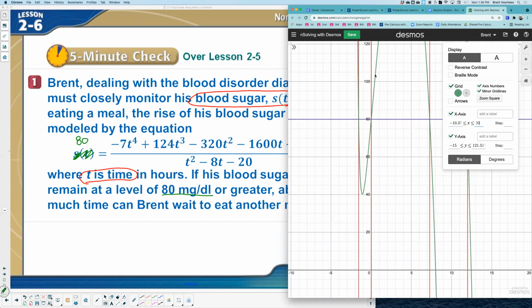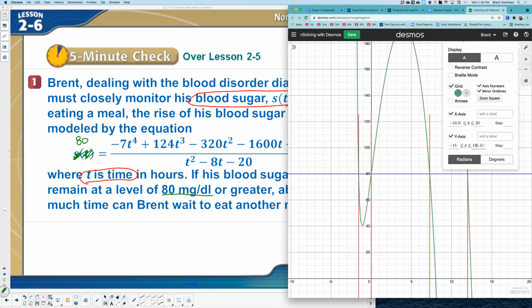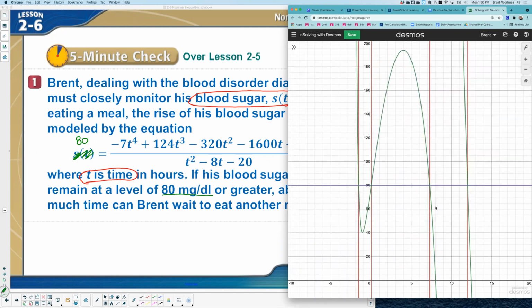The y's, I'm still not seeing the top. I'm going to change the y's to go a little higher. Oh, I need to go higher than that. There we go, to explain this problem. So it looks like there's 4 answers, but this is a real world problem.